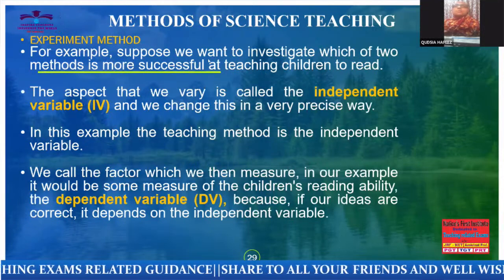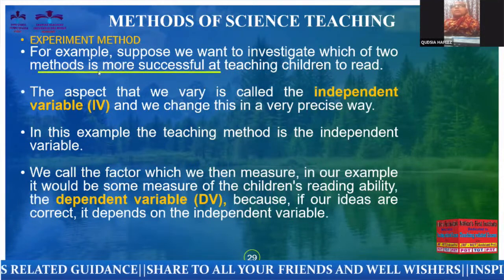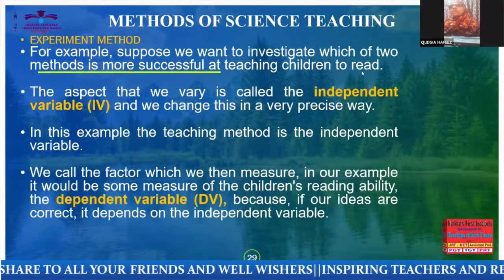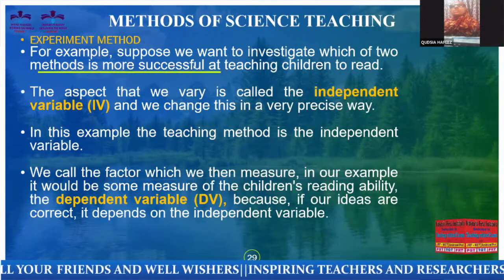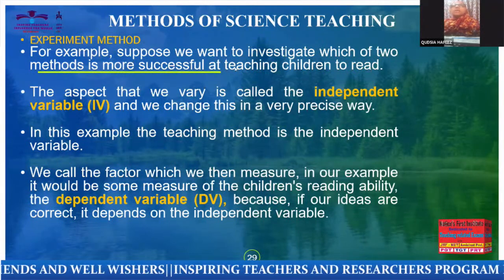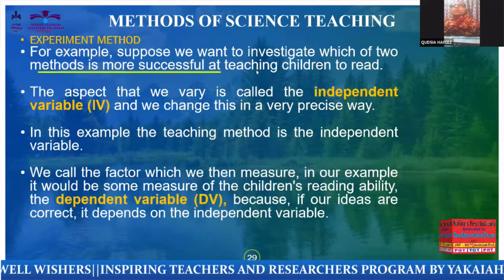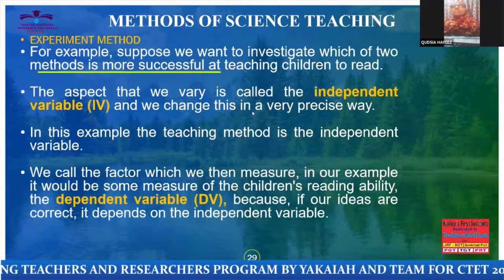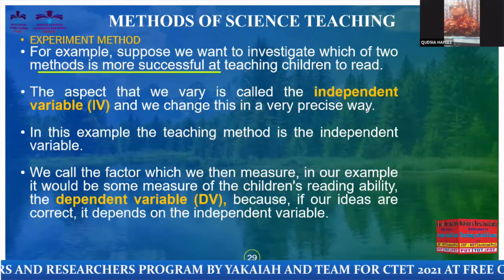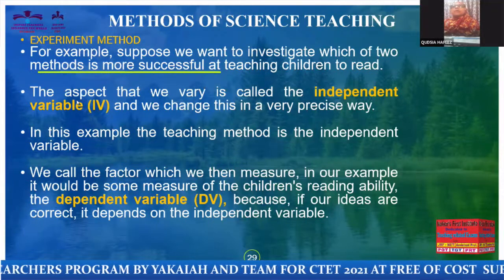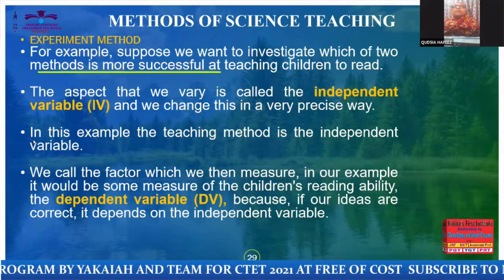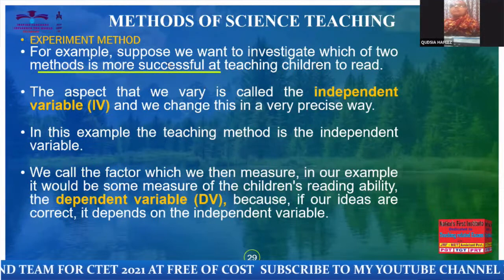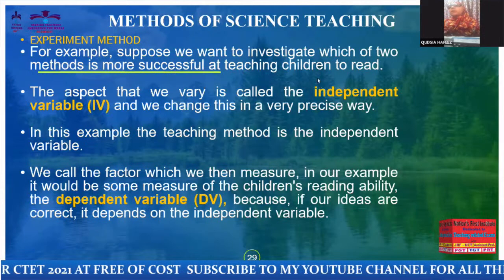And what exactly is the main notion of the experimental method? For example, suppose we want to investigate which of two methods is more successful at teaching children to read. If we want to understand how best children read, which method will be most effective? The aspect that we vary here is the independent variable, and we change this in a very precise way. The independent variable is nothing but what we change. In this example, the teaching method is the independent variable. If we change the method of teaching, ultimately the children will be able to read.